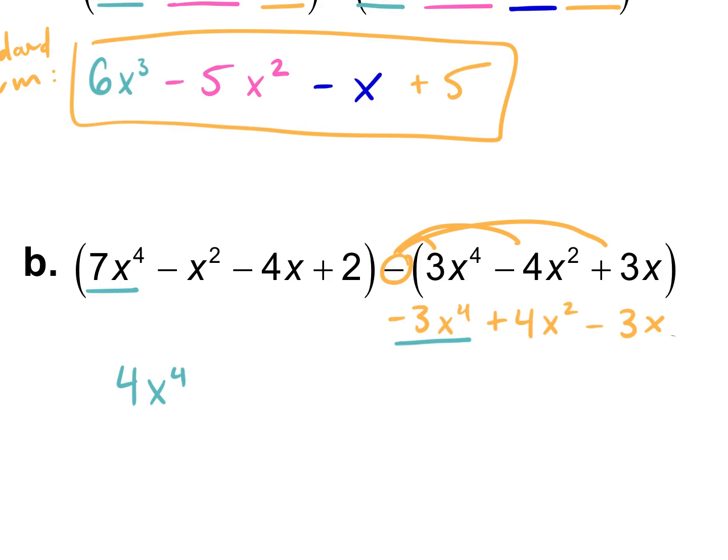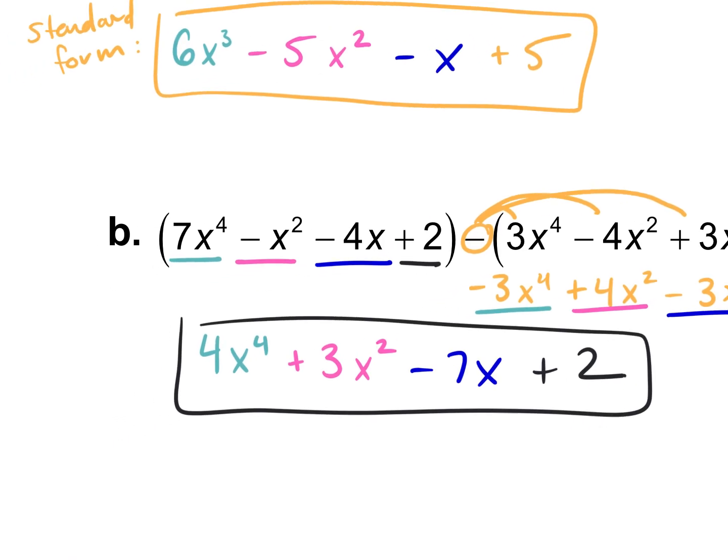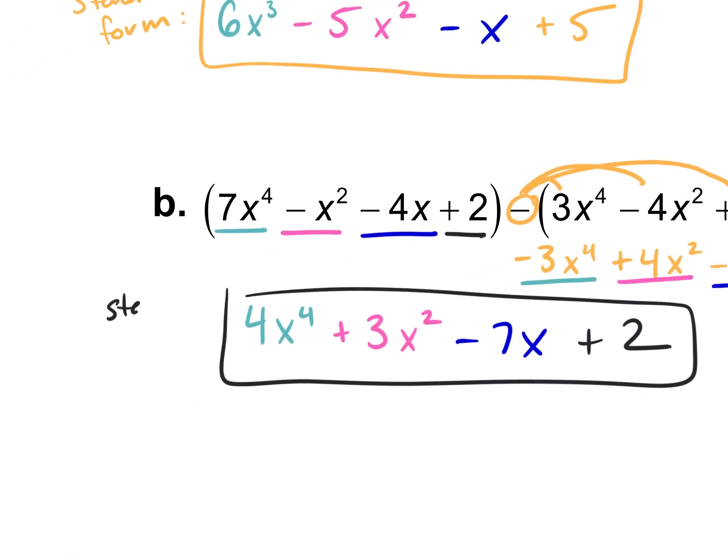X to the 2nd power. So what is -x to the 2nd power plus 4x to the second power? 3x to the second power. Then we have negative 4x minus 3x. Negative 7x, perfect. And then plus 2. So this would be our answer, and this is in standard form. It starts with the highest degree and decreases from there.